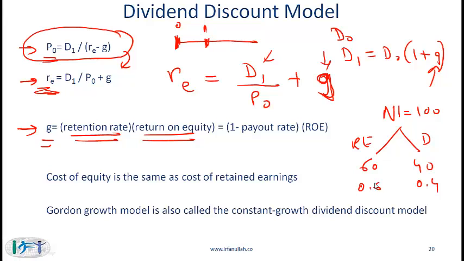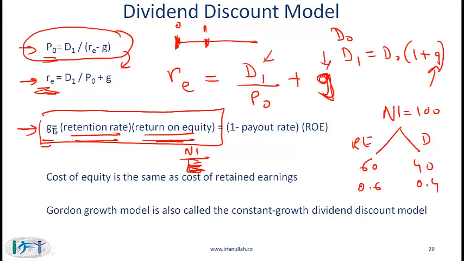Clearly, companies that retain a higher percentage of their net income will grow faster. That's why there is a positive relationship between the perpetual growth rate and the retention rate. The retention rate needs to be multiplied by the return on equity. Return on equity is net income divided by equity. Clearly, companies that have a high ROE are going to grow faster than companies that have a low return on equity. This is an approximate formula, but it's very important and you need to learn this.